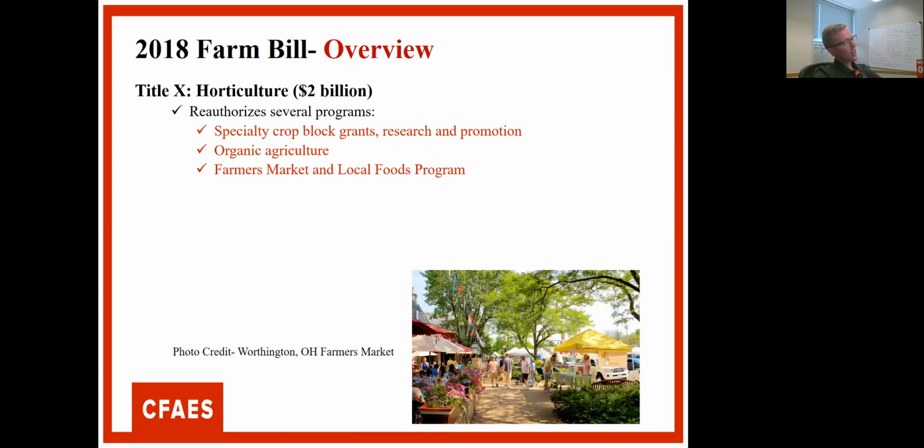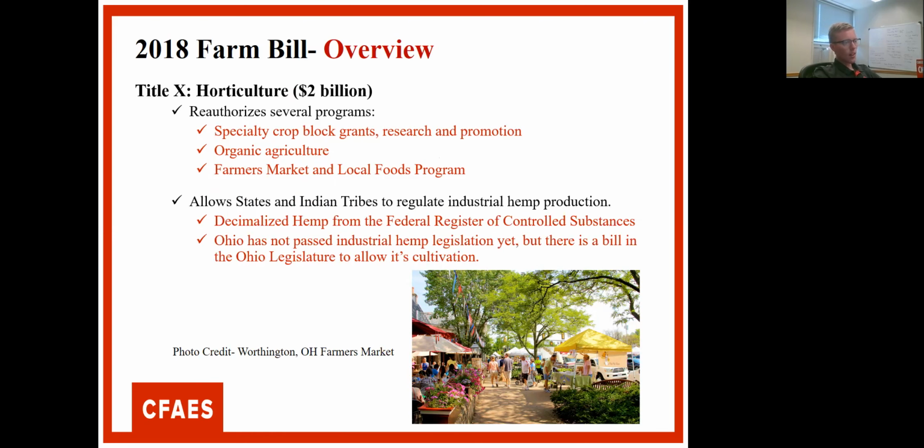In the horticulture title, this was the big one for organic agriculture. We see several programs related to that and specialty crops through block grants, research, and promotion. And we also see an interest in farmers markets and local food programs, again, very similar to what we saw in the rural development title. This is also where we saw the biggest mention of hemp.